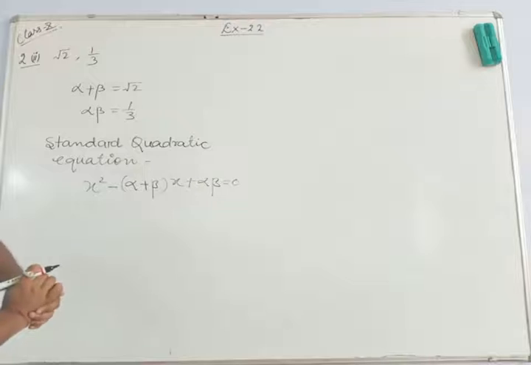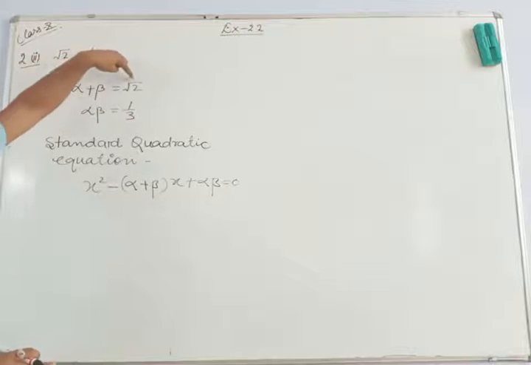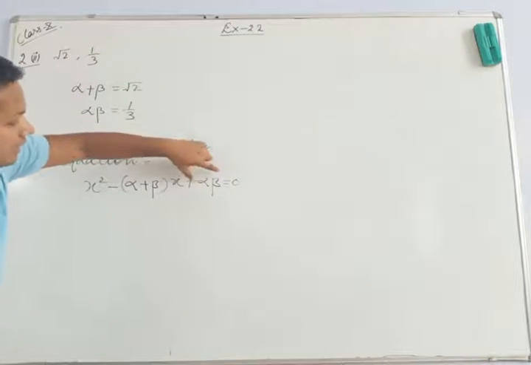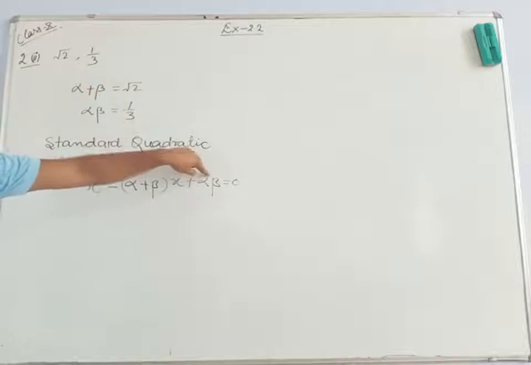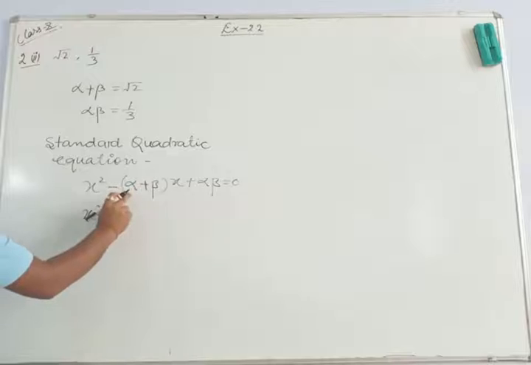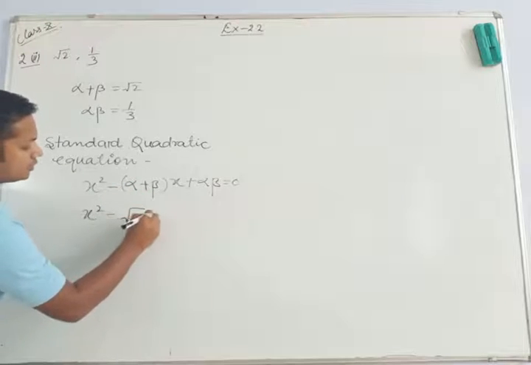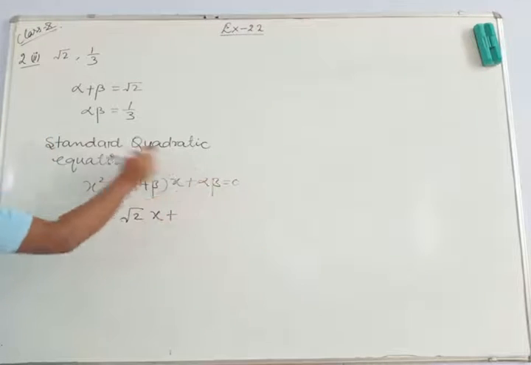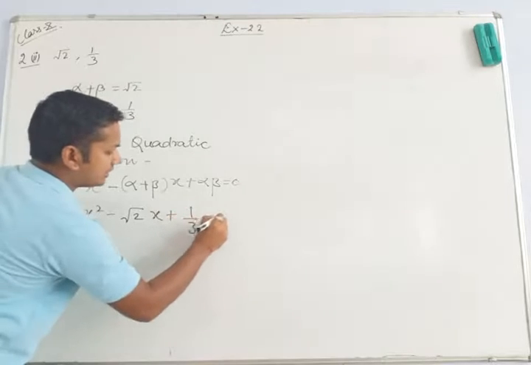So what we will be doing? We will be putting the value of alpha plus beta, root 2, here, and the product of zeros, that is alpha into beta, equals to 1 upon 3 here. Okay, so let's put the value of alpha plus beta, square root 2, x plus alpha beta, the multiplication, what is it? 1 upon 3. So here we directly put it.